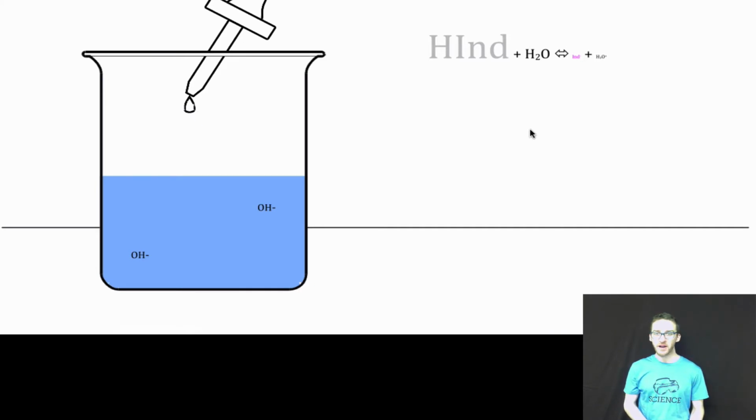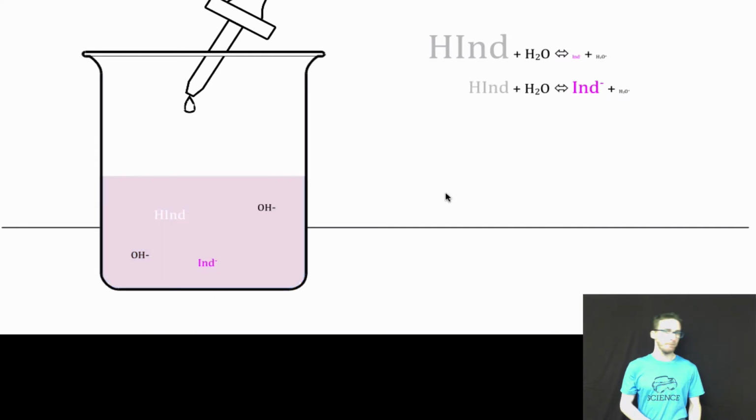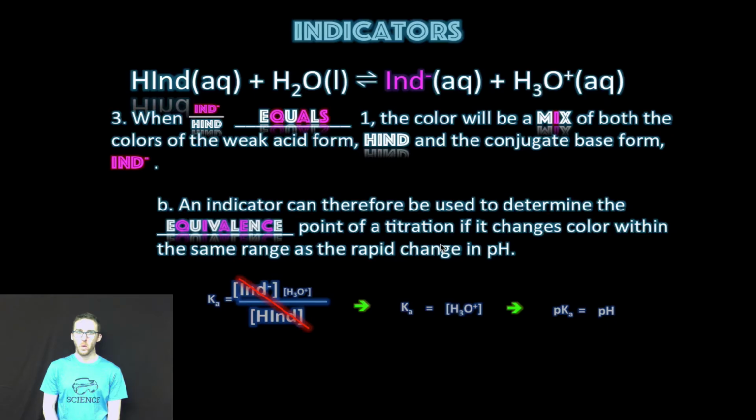But let's think about a slightly basic solution. Bloop, bloop. There's enough hydroxide to use up some of this hydronium and shift this equilibrium slightly to the right. Boom! But notice it's only slightly pink. We still have considerable amounts of both the weak acid and conjugate base form in our solution. Which means you can use an indicator to determine the equivalence point of a titration if that color change occurs within the same range as the rapid change in pH for your titration.